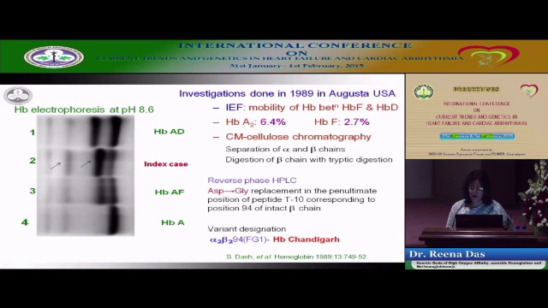Then we realized that this father had undergone investigations in 1989. The sample had been sent to the USA, and at that time, by doing cellulose chromatography and separation of the alpha and the beta chains, it was identified that there was an amino acid change. So this particular hemoglobin had been reported as hemoglobin Chandigarh in 1989. At that time we had no idea that this was actually a high oxygen affinity hemoglobin, because the hemoglobin was in the normal range.